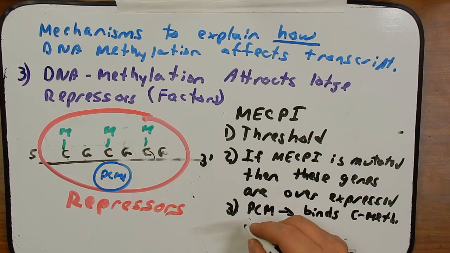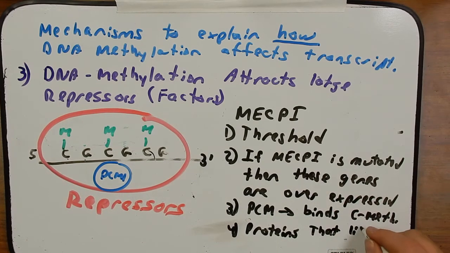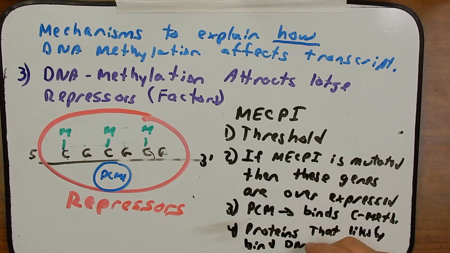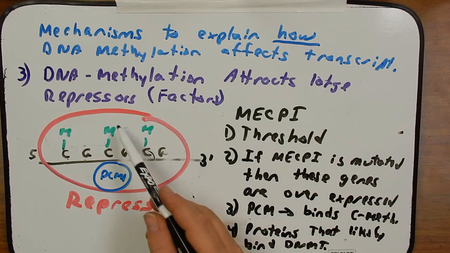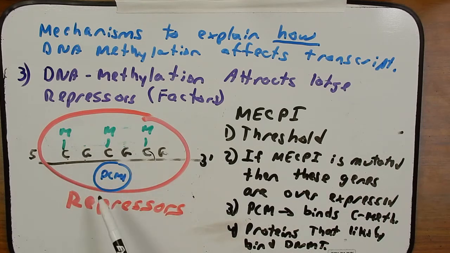Also in this complex are proteins that likely, we don't know for sure, but likely bind to the DNMTs. We'll talk about these later on, but the DNA methyltransferases are the enzymes that add these methyl groups. So perhaps in this large complex, these DNMTs come along here and help stabilize or form these methyl groups here so that the PCM protein can bind to it more effectively.